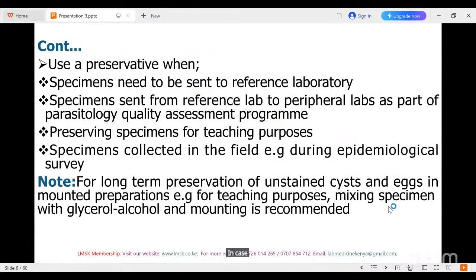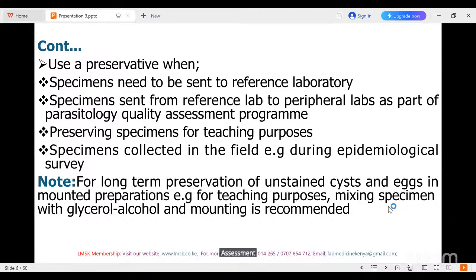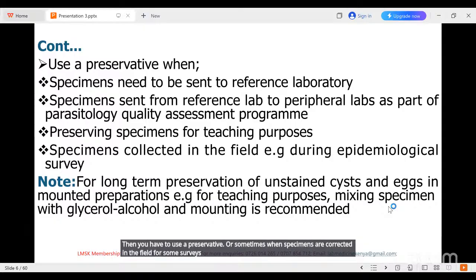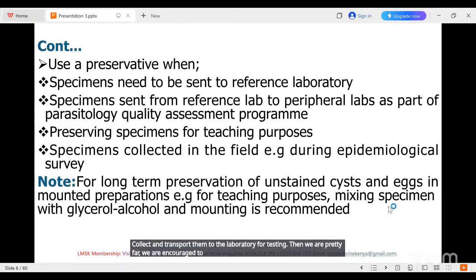In case you want to use a preservative, you do it when specimens are to be sent to a reference laboratory. Maybe you are not able to do that particular test, or you cannot use that method in your peripheral lab, so you want to refer specimens to a reference lab. You can use a preservative. Or you are receiving a specimen from a reference lab as part of a quality assessment program, then the reference lab needs to send a specimen in a preservative to a peripheral lab for assessment. Or you want to preserve your specimens for teaching purposes, then you have to use a preservative. Or sometimes when specimens are collected in the field for surveys and you need to transport them to the laboratory for testing, then we are encouraged to use preservatives in that case.